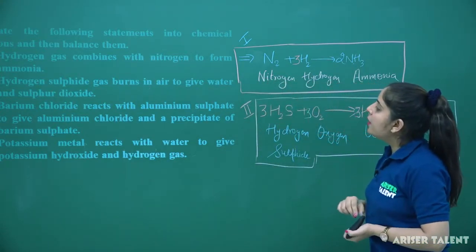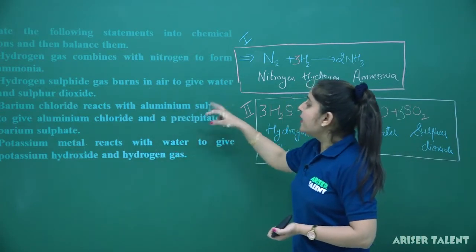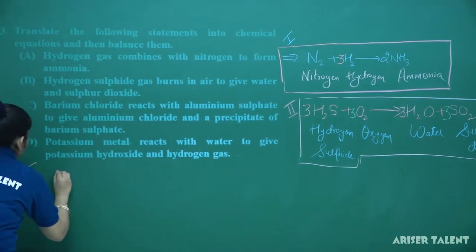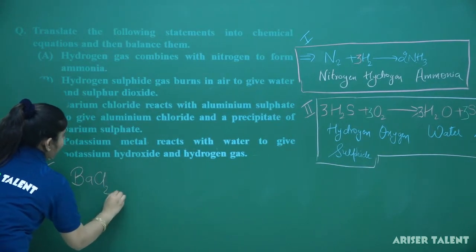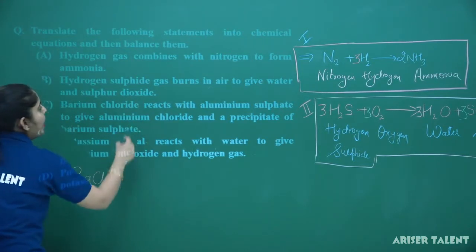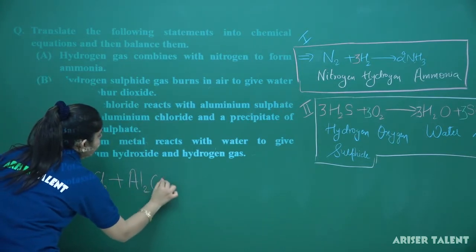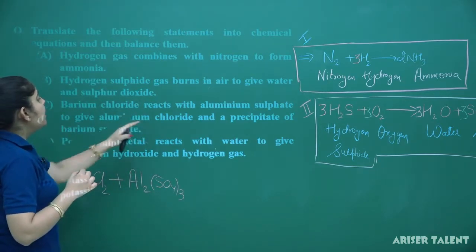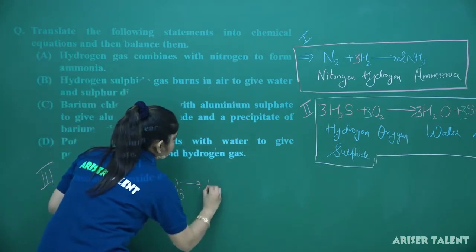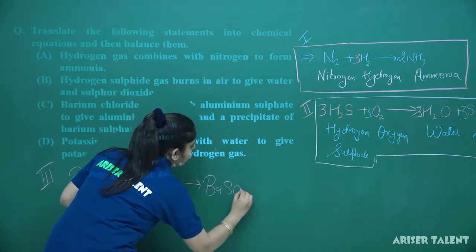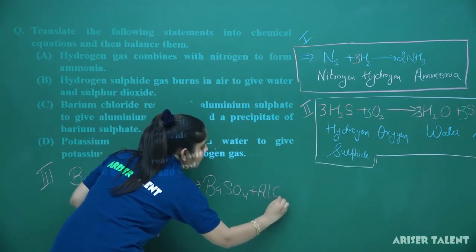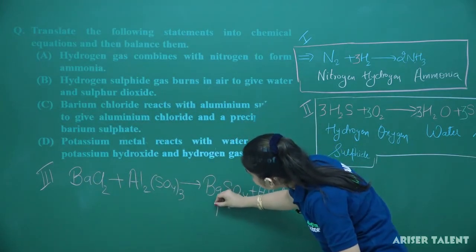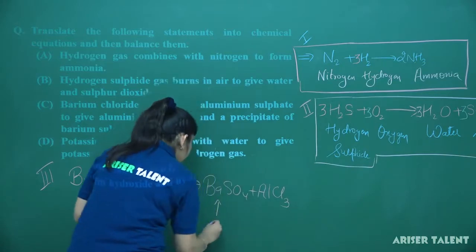Now we are on our third question. Barium chloride reacts with aluminium sulfate. So the third equation is barium chloride, that is equal to BaCl2, and aluminium sulfate, Al2(SO4)3. What is it giving? It is giving aluminium chloride and barium sulfate. So this is the barium sulfate which is obtained as the precipitate in the reaction.